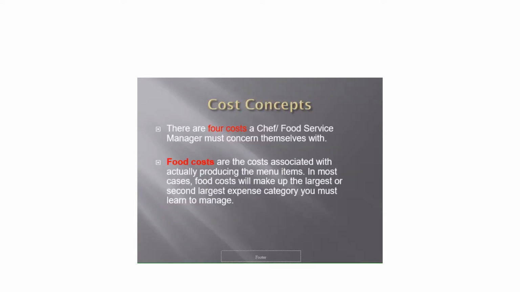Some more cost concepts. There are four major costs that, as a chef or a manager within a restaurant, you need to really concern yourself with. The first and foremost is your food cost. Now, this is the cost of any food item that is used in the production or generation of food sales. In most cases, this will make up your largest cost category or even your second largest cost category. It really depends on the concept that we're talking about, or the restaurant, I guess.